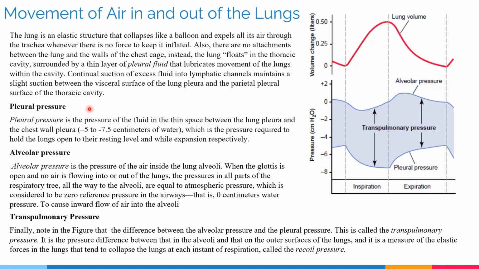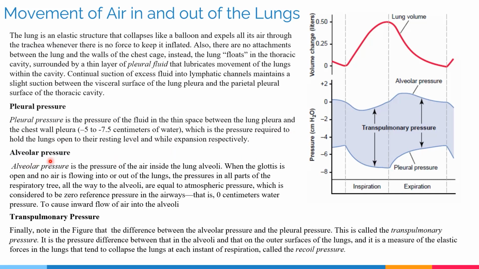Now we'll look into the various pressures that act on the lung. The first pressure we'll look into is known as the pleural pressure. Pleural pressure is the pressure of the fluid in the thin space between the lung pleura and the chest wall pleura, which ranges from -5 to -7.5 centimeters of water. This pressure is required to hold the lungs open to the resting level. Thus, this is the pressure that is essential in keeping the lungs inflated and does not allow them to deflate without any prior notice.